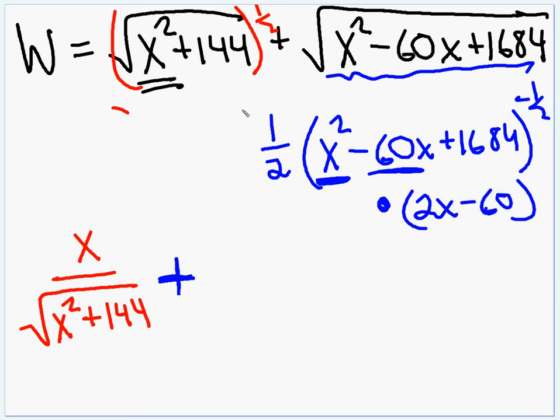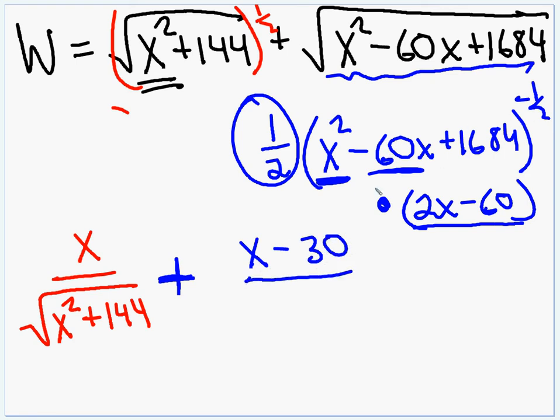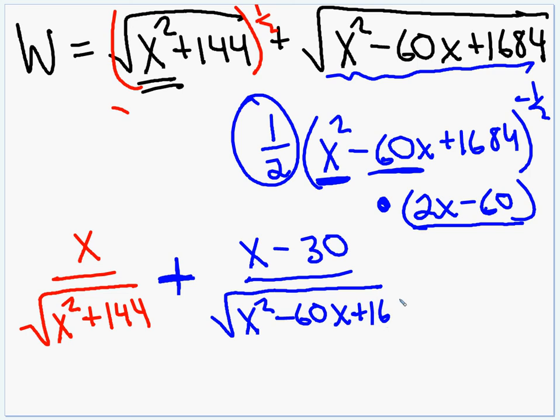Okay, so we've got the 1/2 times 2x minus 60. So that's going to be x minus 30 when we cut those in half. And then the negative radical goes down to the denominator. Plus 1684. There's our derivative. What the heck do we do with it? We set it equal to 0 and solve.